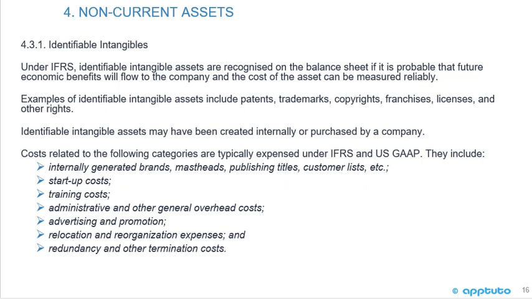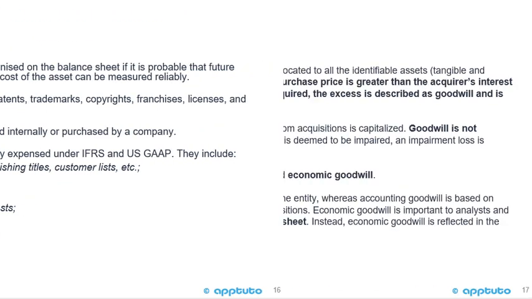Costs related to the following categories are typically expensed under IFRS and US GAAP. They include internally generated brands, mastheads, publishing titles, customer lists, etc., startup costs, training costs, administrative and other general overhead costs, advertising and promotion, relocation and reorganization expenses, and finally, redundancy and other termination costs.